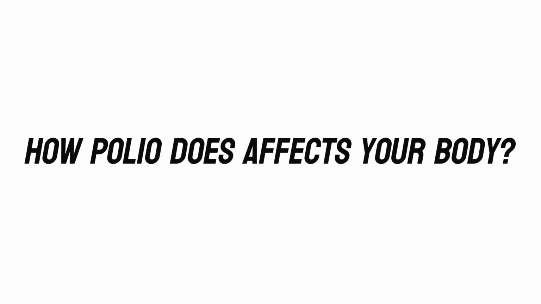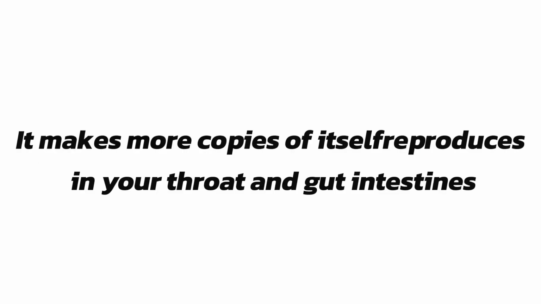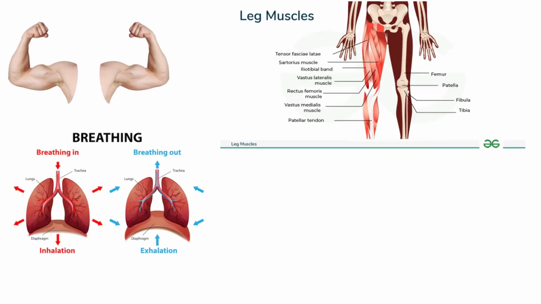How polio affects your body. Poliovirus gets into your body through your mouth or nose. It makes more copies of itself, reproduces, in your throat and gut, intestines. In some cases, it gets into your brain and spinal cord and causes paralysis. Paralysis can affect your arms, legs, or the muscles that control your breathing.